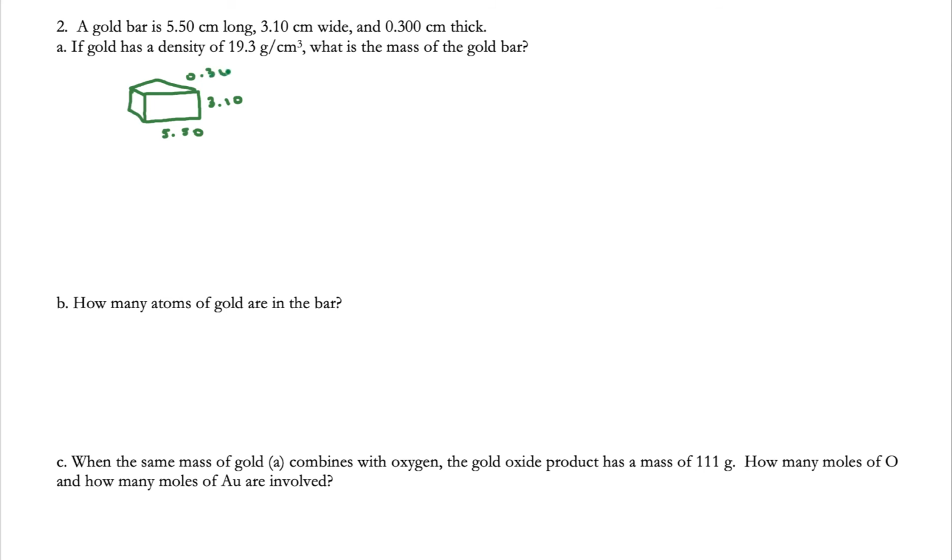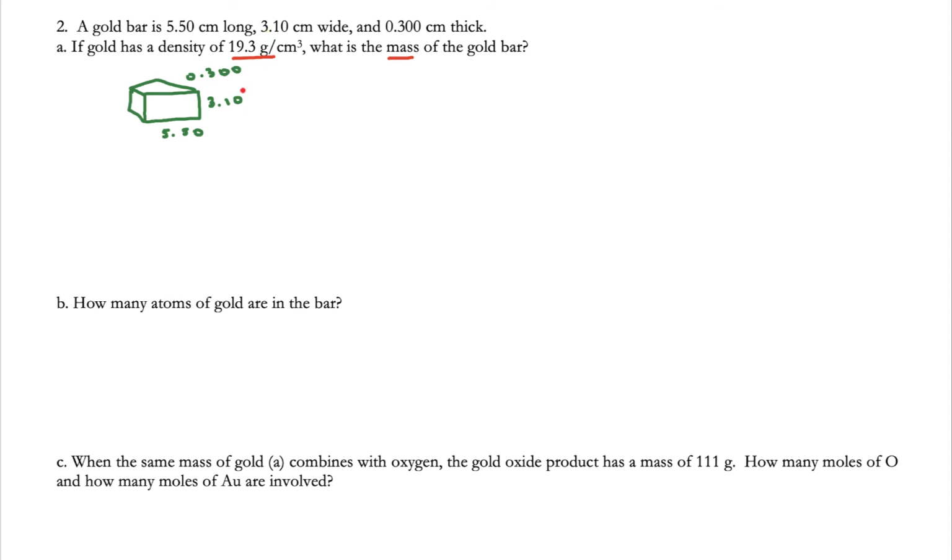And notice all of your units are the same, so I'm good there. It says if the density of gold is 19.3 grams per centimeter cubed, what is the mass? Well, I'm asking what the mass is. I have the density. That means I need to know my volume.